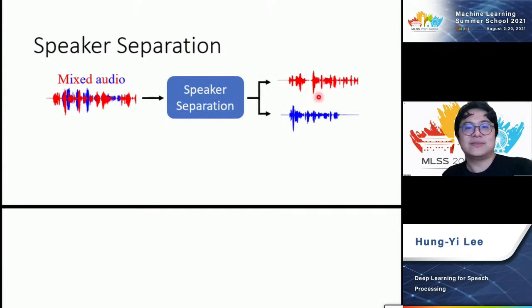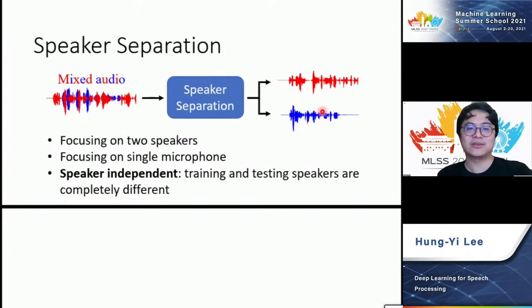In general, the speaker separation model is like this. The input is mixed audio, and the output is two utterances. The output is the separated utterances. The input is an utterance that includes mixed audio, and the output is two separated utterances.